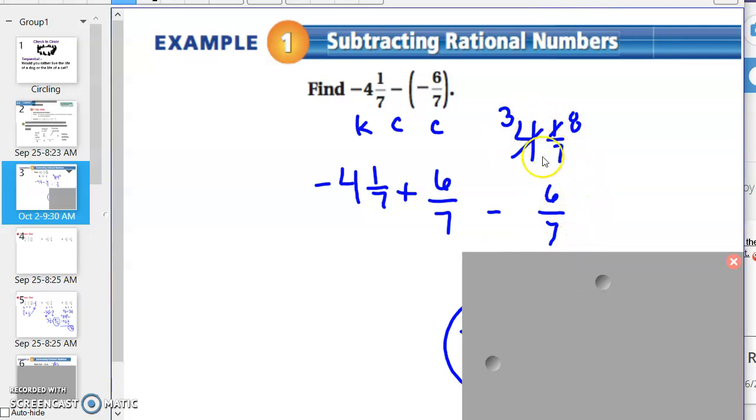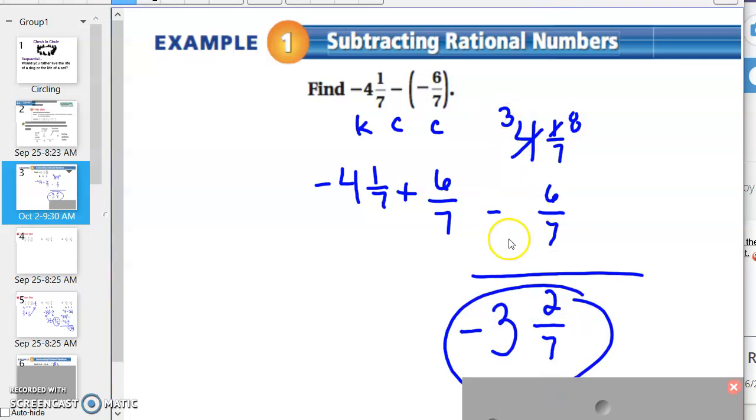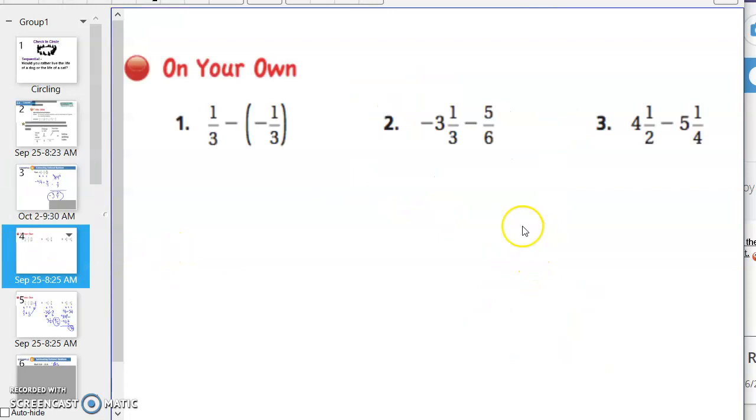Well, in order to subtract, I'm going to have to do a little regrouping here because I can't take 1 minus 6. So I borrow a whole one from here, change it to 3, and I add 7 to the top, which gives me 8. Then I can subtract. 8 minus 6 is, of course, 2 7ths, and then 3 minus nothing is just 3. But I can't forget, I have to go back and use the sign of the bigger number, and the negative 4 1/7 was the bigger number, so I need to use that sign to give me the answer of negative 3 2/7. What I would like you to do now is pause the video and answer each of these questions on your own.